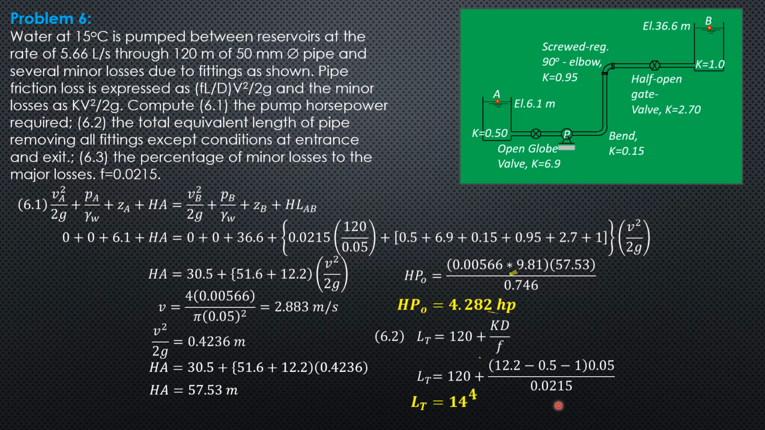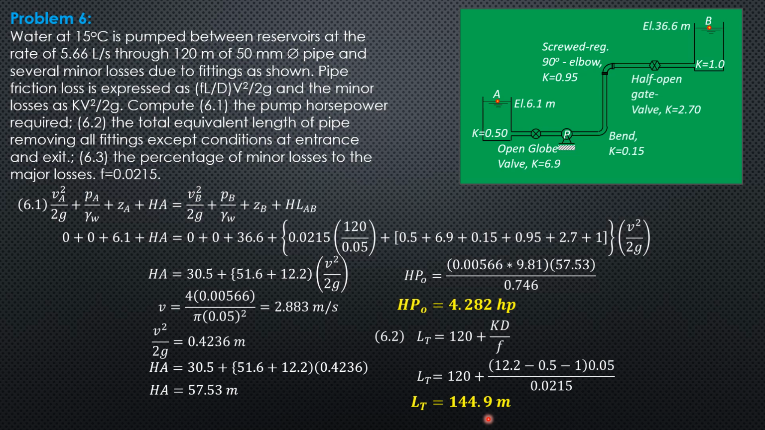So that total length of pipe should be 144.9 meters, and the head loss in the system will be the same, with or without the fittings. With the fittings, the length must be 120 only, but without the fittings, it should be 144.9 meters.